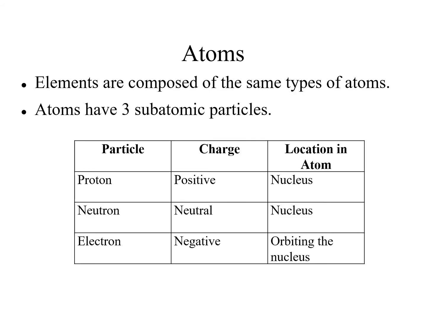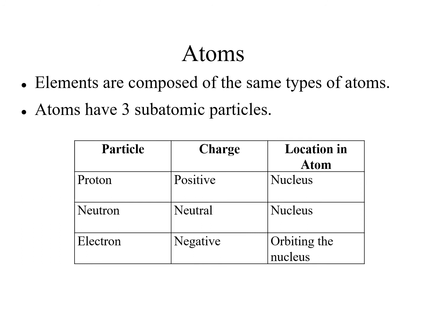If you'll flip on over with me to page 5, let's talk about atoms. We know that atoms of the same kind compose elements. That means that if you have an element like oxygen, all the atoms there have some similar characteristics. And these characteristics are based on the 3 subatomic particles that we're looking at next.